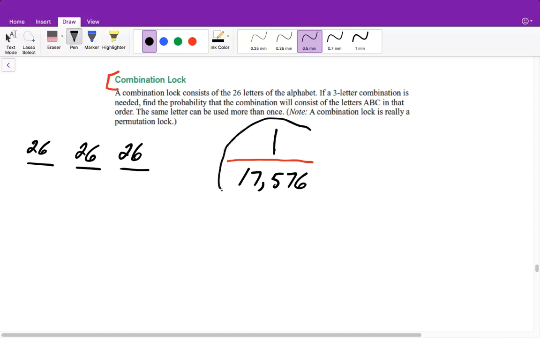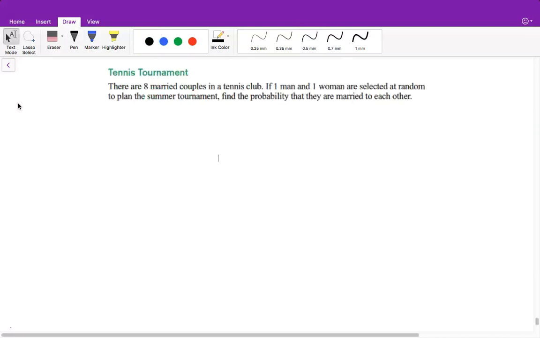So that means the probability of finding ABC is 1 out of 17,576. Or the probability of someone picking your lock just by random is 1 out of 17,576. All right, the last question.